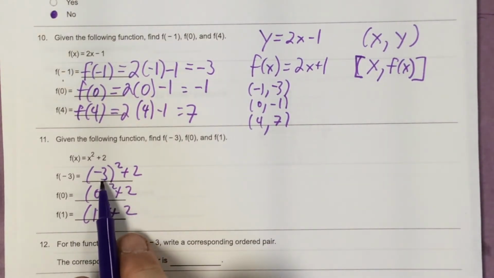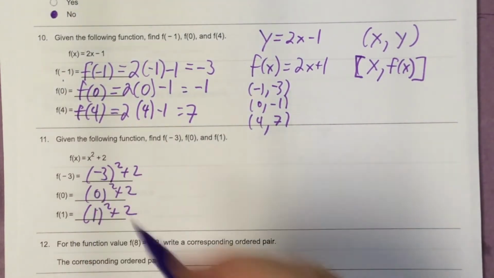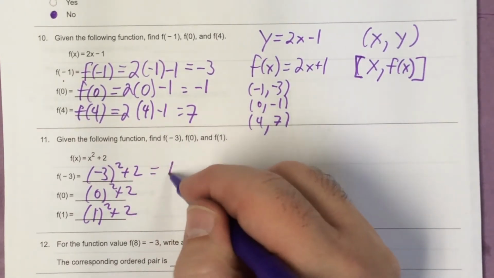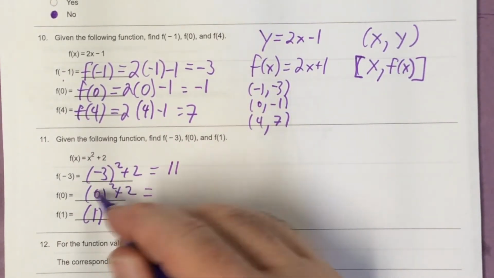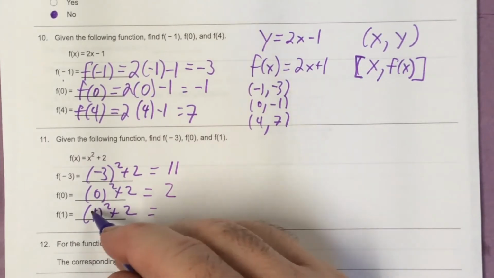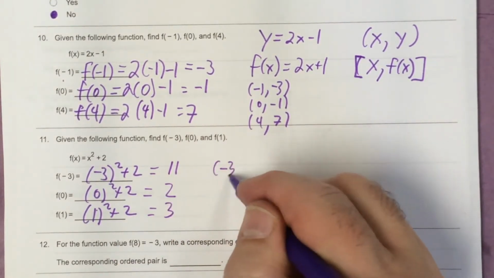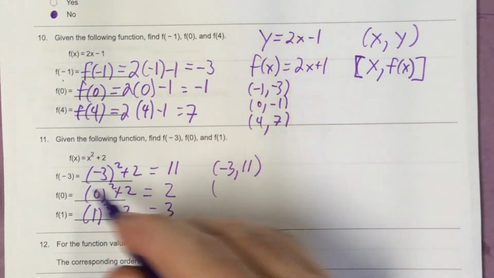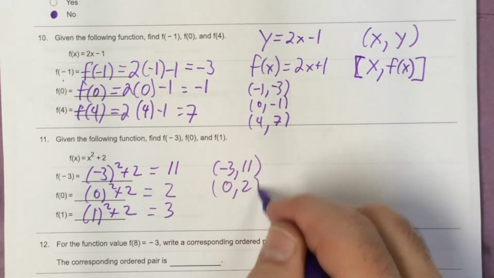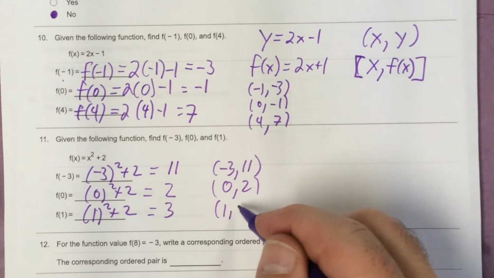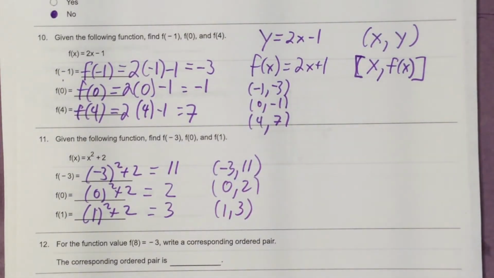Remember to put parentheses with this, because when you square the negative, you want to get a positive result. So that'll be 9 plus 2, which will be 11. 0 squared will be 0, plus 2 is 2. 1 squared is 1 plus 2 will be 3. As an ordered pair, we'd write this as -3, 11. This would be 0, 2. And this would be 1, 3. And those are the ordered pairs.